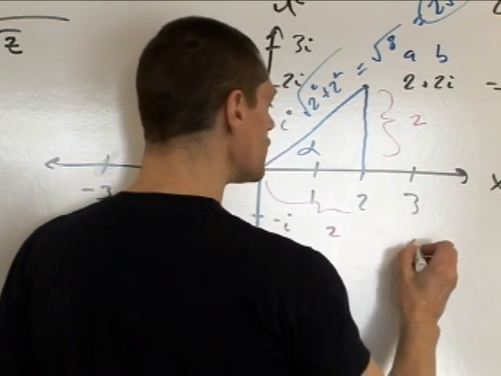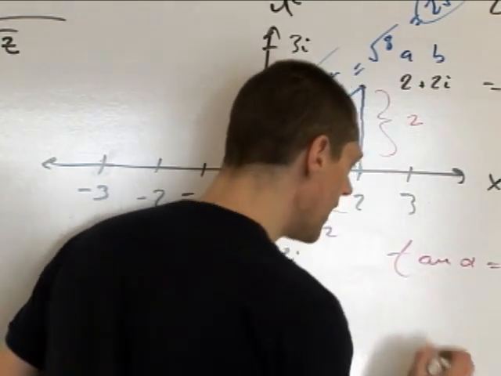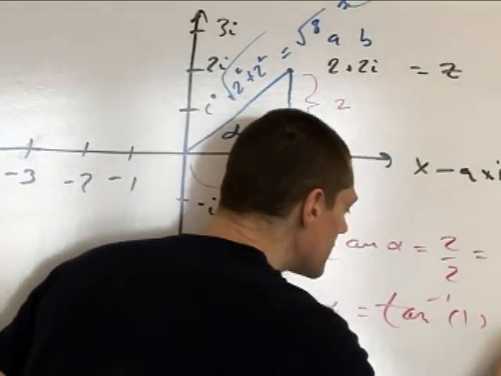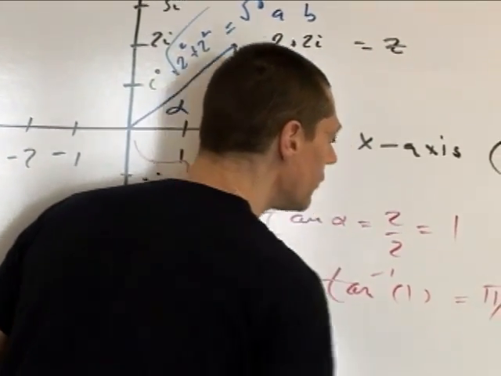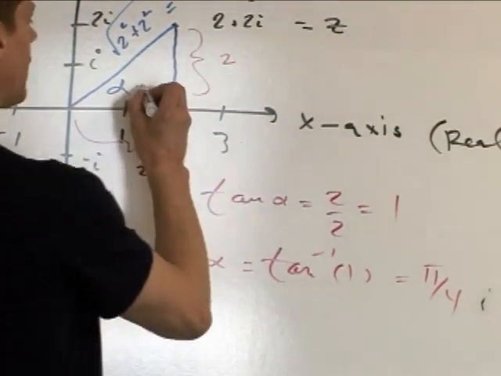So what is tangent of alpha? Tangent of this alpha is 2 over 2 equals 1. Therefore, alpha is arctangent of 1. Hopefully you know that this is 45 degrees or pi over 4. For the moment, I'm going to use 45 degrees.